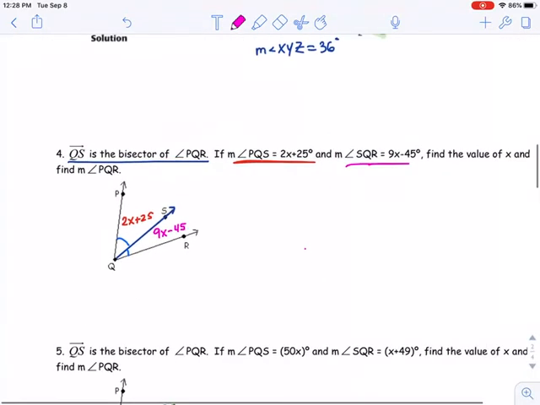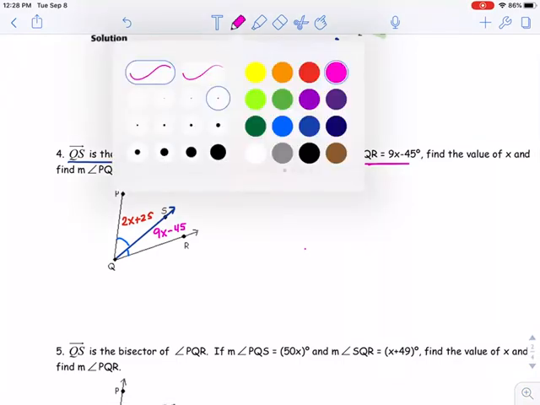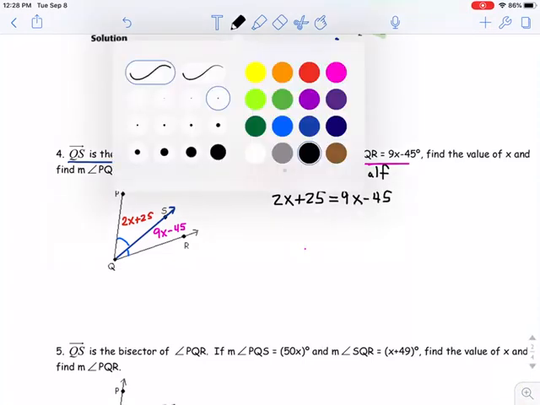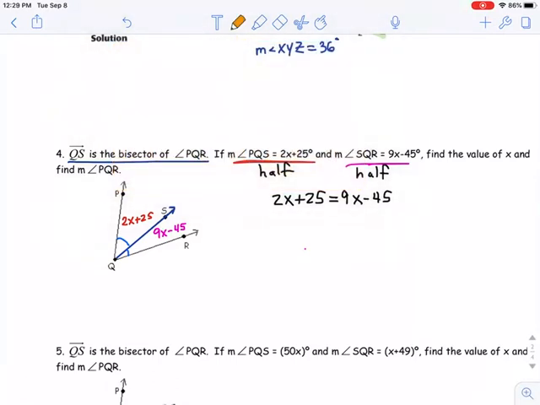So remember, this is like with segments where it gives us this is half, this is the other half. So labeling the picture helps me realize that. Well, since it cut it in half, both parts are equal to each other. So let's solve for x by just saying 2x plus 25 equals 9x minus 45. And then you solve for x.